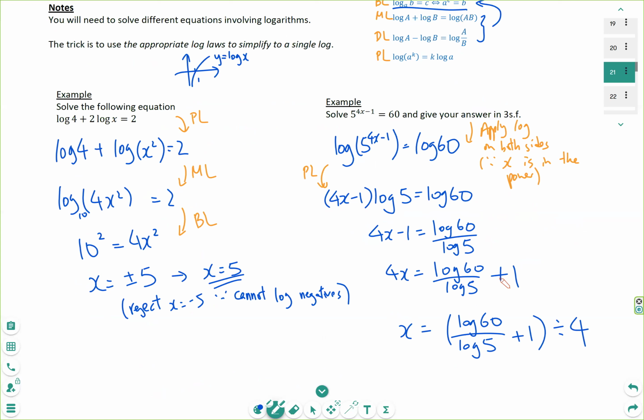Now, put it in the calculator. Pause the video, put it in the calculator first, and see if you're able to get 0.886.